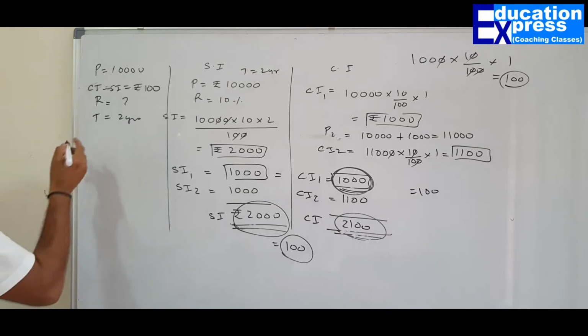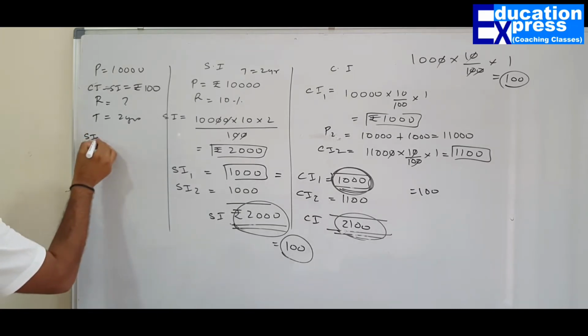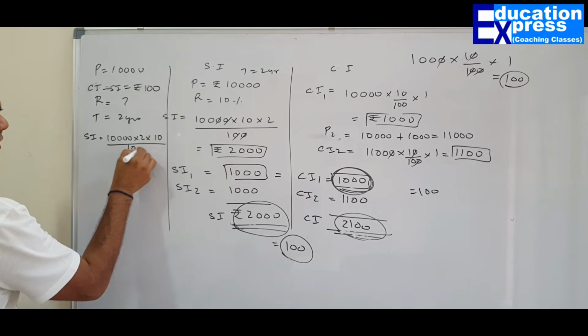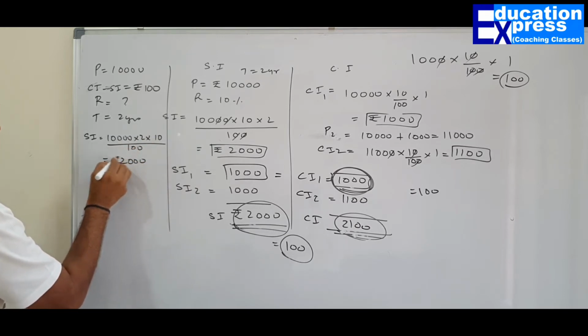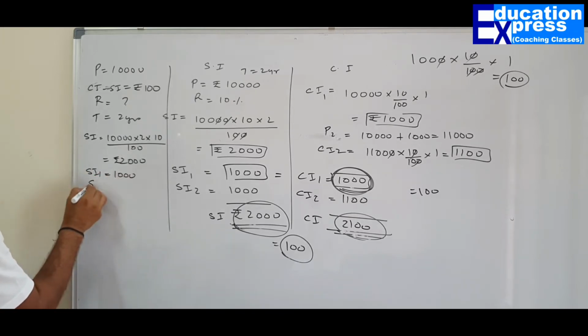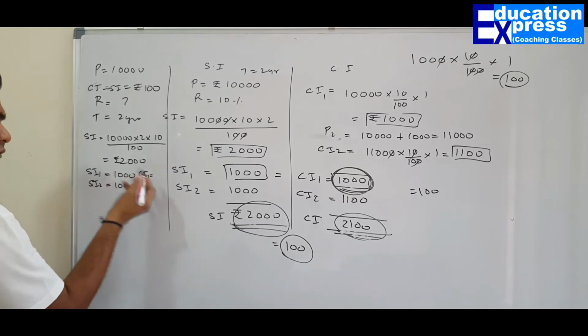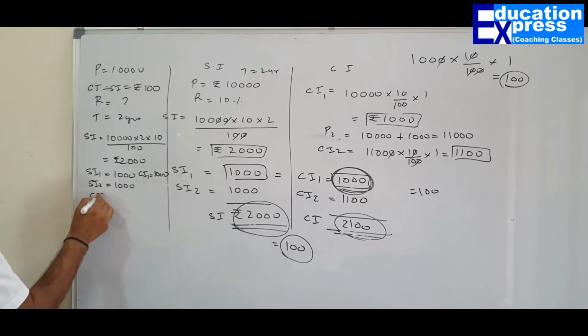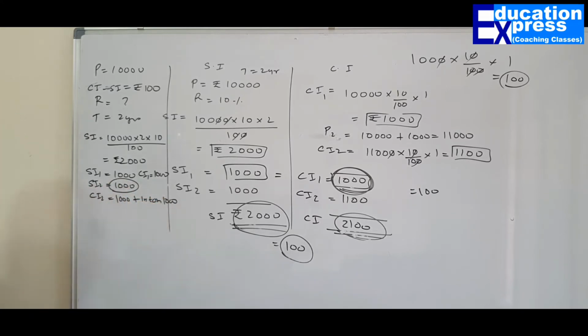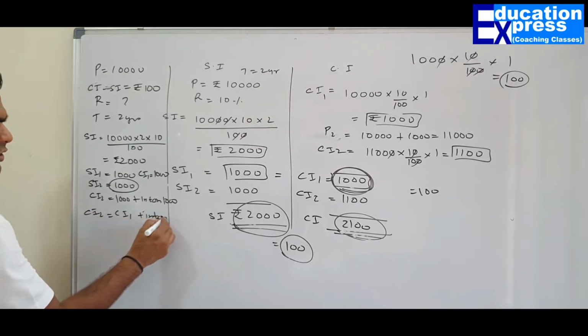So very simple. Simple interest for 2 years would be 10,000 multiplied by 2 multiplied by 10 upon 100. So my simple interest is 2,000 rupees, that is 1000 every year. Simple interest for first year is 1000. Simple interest for second year is 1000. Compound interest for first year would be 1000. Compound interest for second year would be 1000 plus interest on 1000, because CI2 equals CI1 plus interest on CI1.